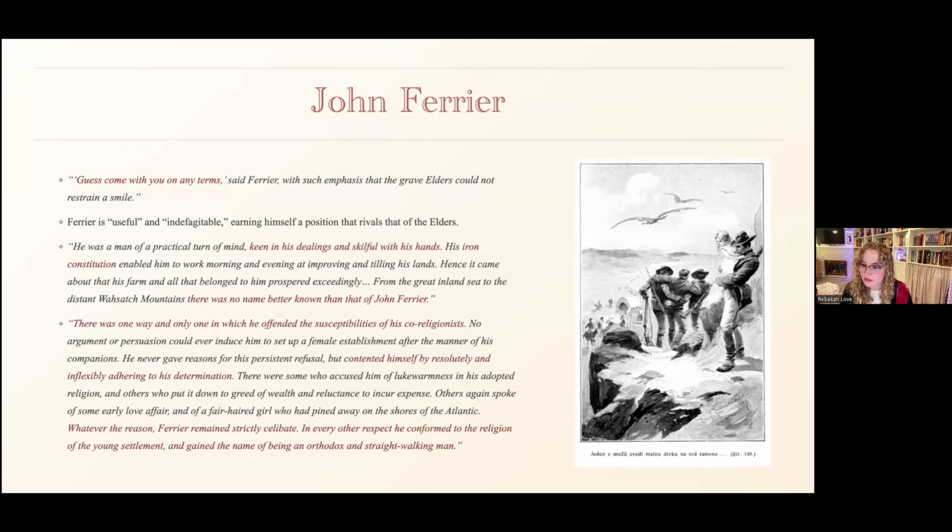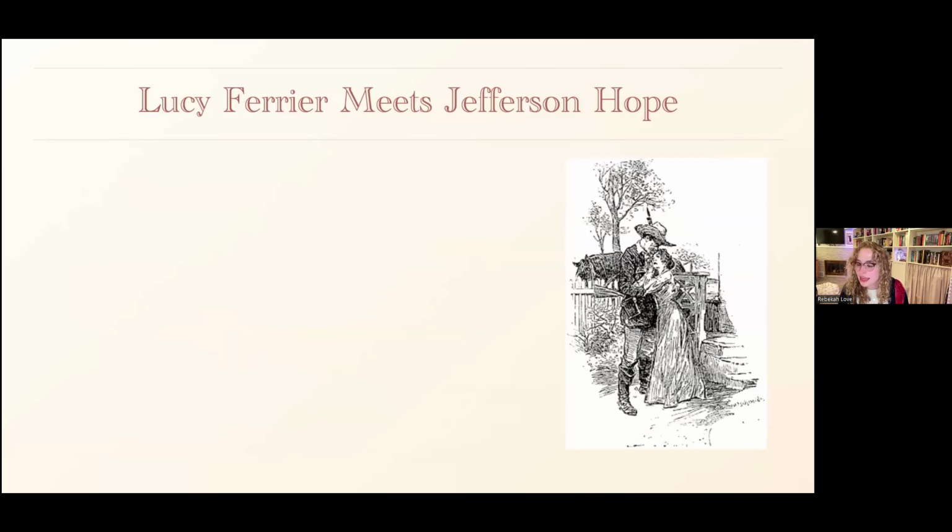There is one point, though, where John Ferrier offends the sensibilities of his neighbors. He adamantly refuses to take multiple wives, going so far as to resist taking even one. His neighbors speculate on the reasons, from a lukewarmness in his faith to a loyalty to some long-lost love. But whatever the reason, the narrator tells us, John Ferrier remains strictly celibate, though in all other ways he is an orthodox and straight-walking man. Note that straight did not have the connotations at this time that it does today, but I do find this a deeply amusing coincidence.